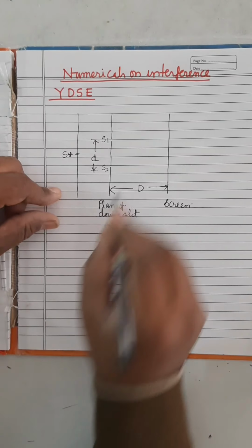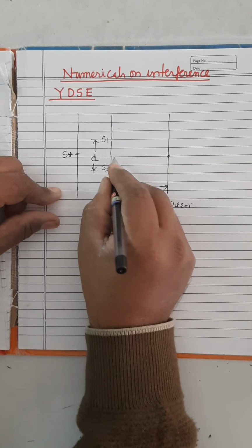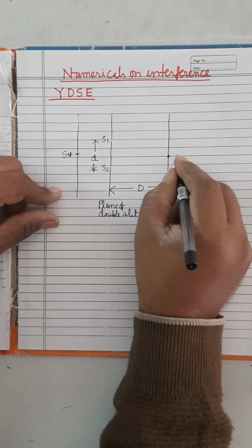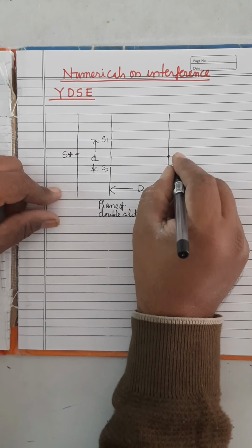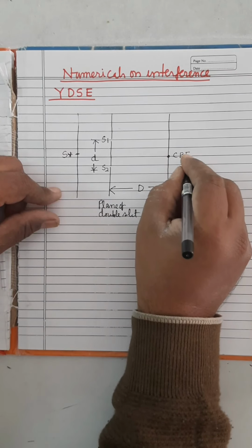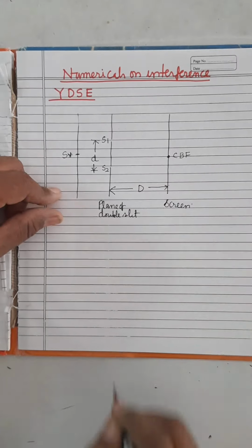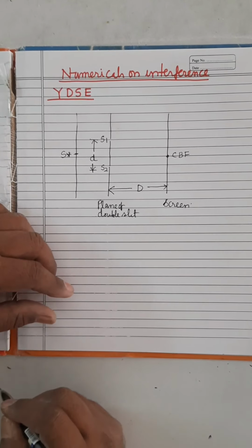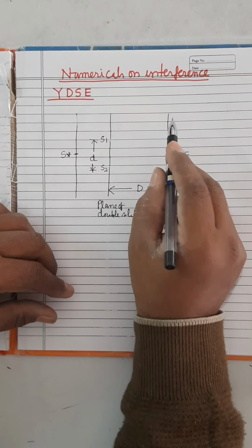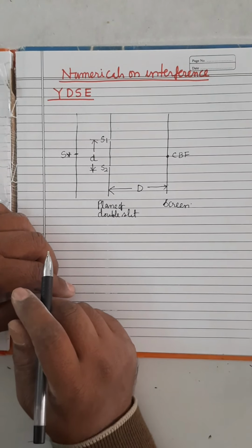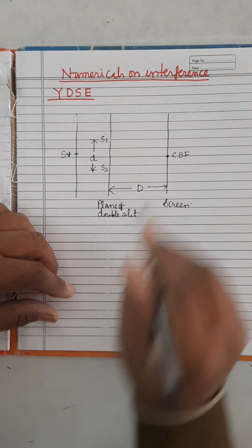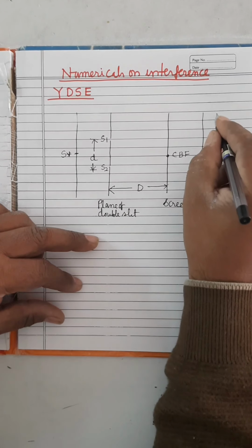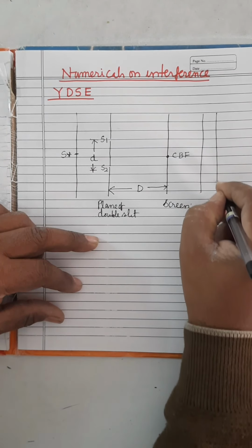Now see here, this point of the screen is just in front of the center of the double slit. At this point, the central bright fringe will be formed. Then at the other points of the screen, there will be a bright fringe or dark fringe according to the path difference. There will be a bright fringe if the path difference is an even multiple of lambda by 2, and a dark fringe if the path difference is an odd multiple of lambda by 2. You can see the fringe pattern also. If I make the fringe pattern, it will be something like this.